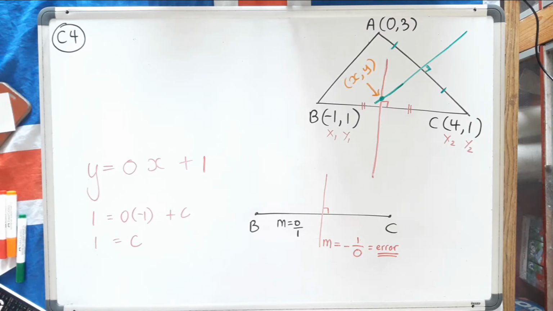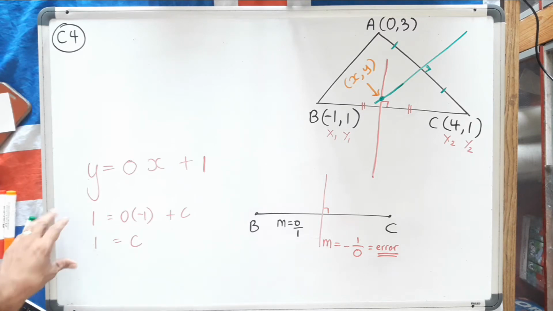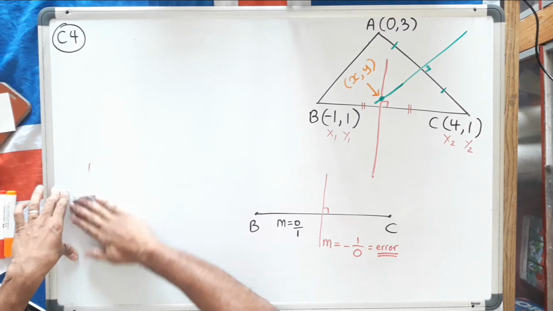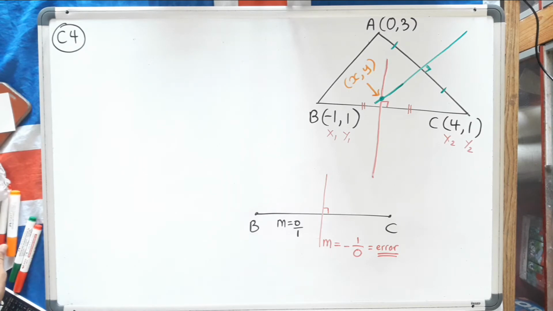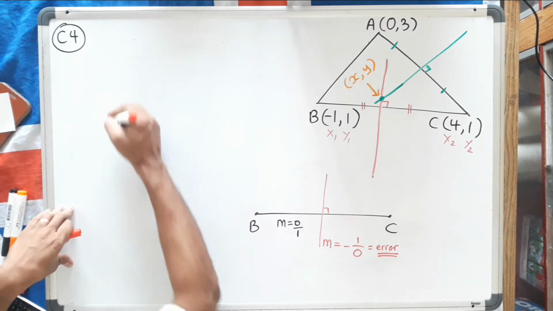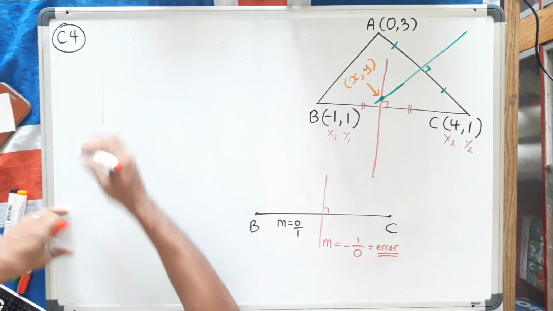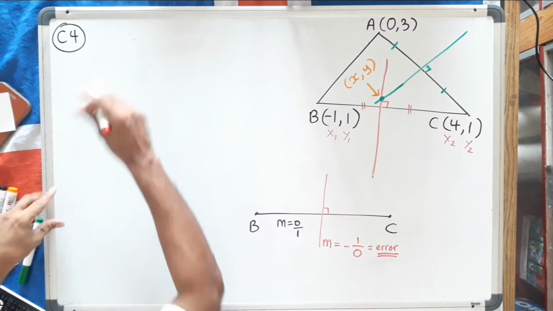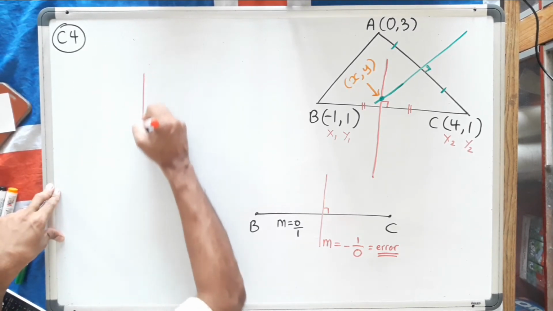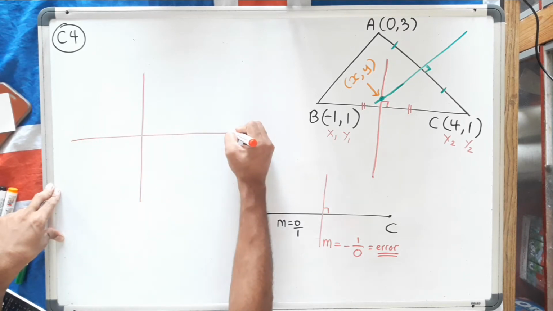Okay? Which brings us to a piece of theory I need to introduce into this question. Something called, well, I just call it special graphs, special lines. Let's see. This is going to take a while, so be patient, but it's very, very important. Let's say I have a graph.